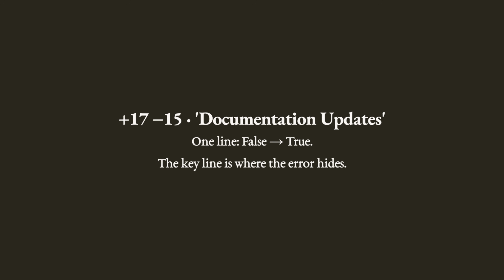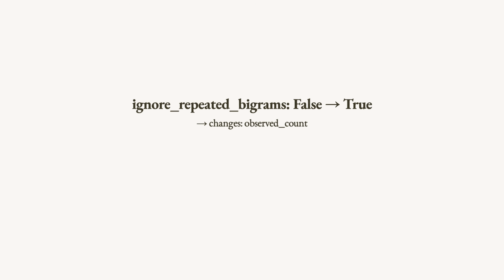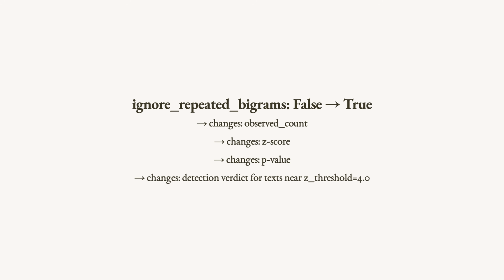The key line is where the error hides. Ignore repeated bigrams changes how the observed count is computed, whether repeated token bigrams get counted once or every time they occur. That changes the z-score, that changes the p-value, that changes the detection verdict for any text that sits near the z-threshold of 4.0. A commit labeled documentation updates changed the detection statistic.